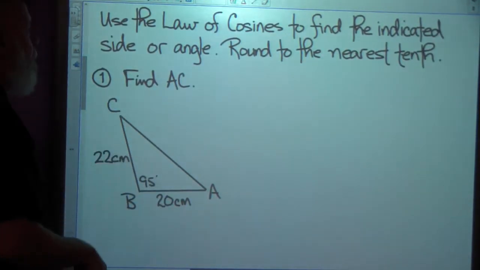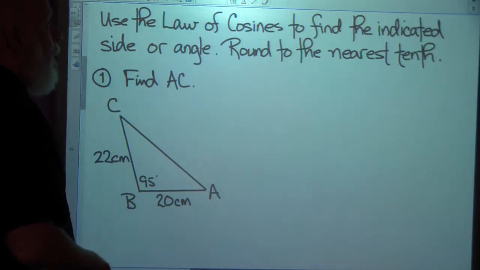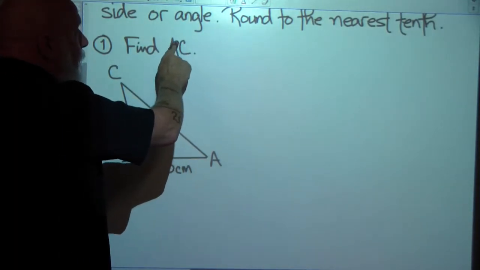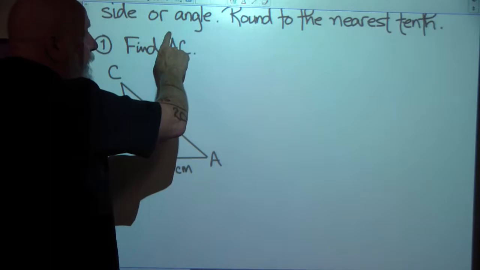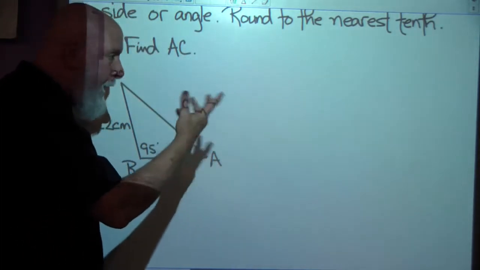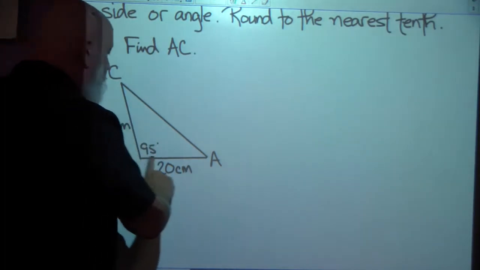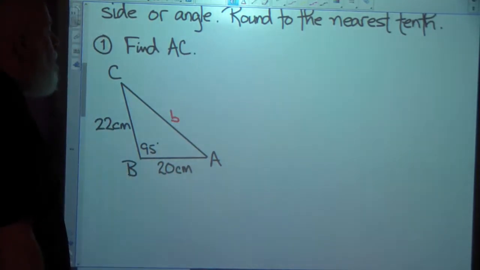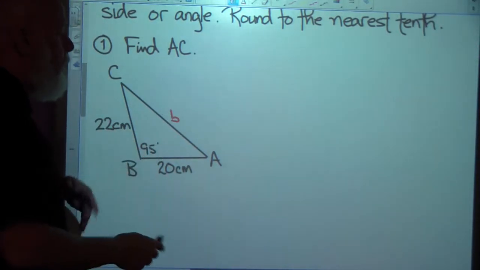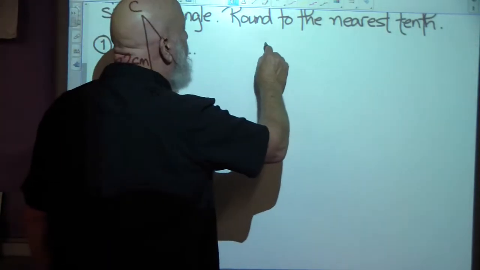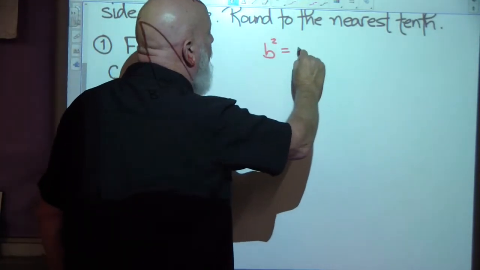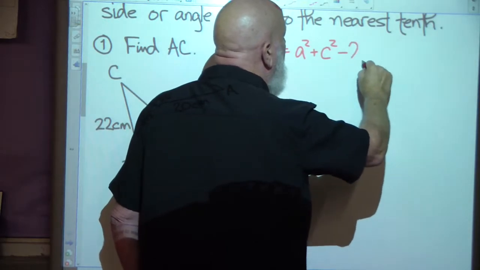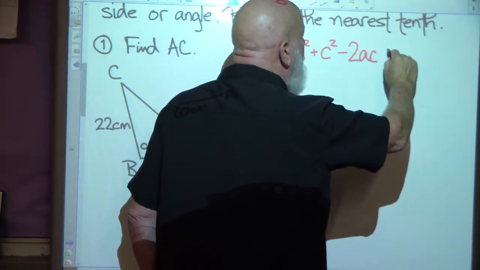Use the law of cosines to find the indicated side or angle and round to the nearest tenth. In this case, we're asked to find the length of side AC. This AC is a line segment. It doesn't have a symbol above it, so from geometry that tells us we say that the length of segment AC. If I look at this drawing, the length of segment AC, I'm going to call b. And now I'm looking for b, so I'm going to use the law of cosines, which is b squared, since I'm looking for b, is equal to a squared plus c squared minus 2ac cosine B.